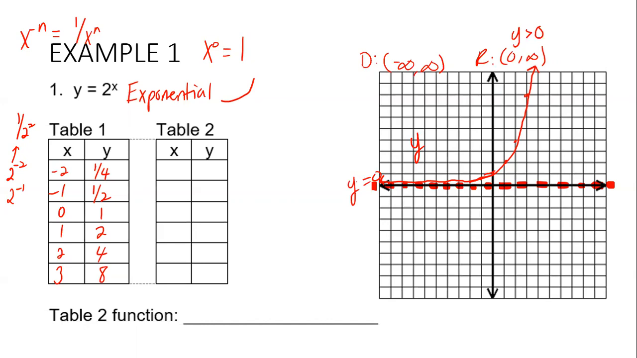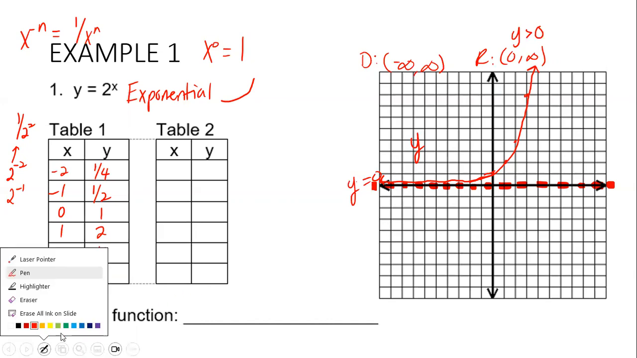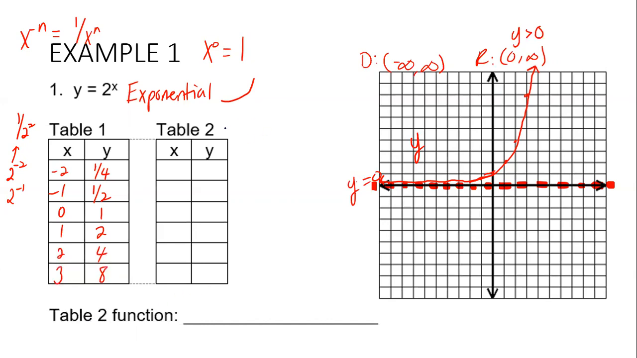Okay. All right. So that's our original given function. Got it? Now, our second table is going to represent what's called its inverse. If you have a pen or pencil of a different color, we need that transition. Or trade with a neighbor.